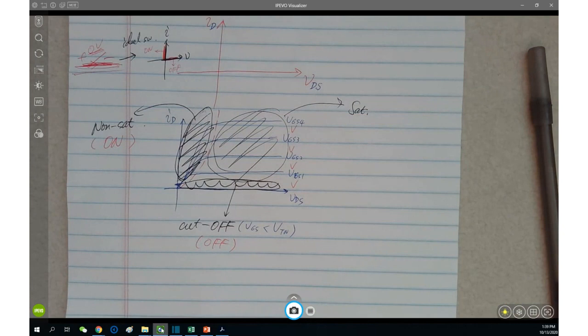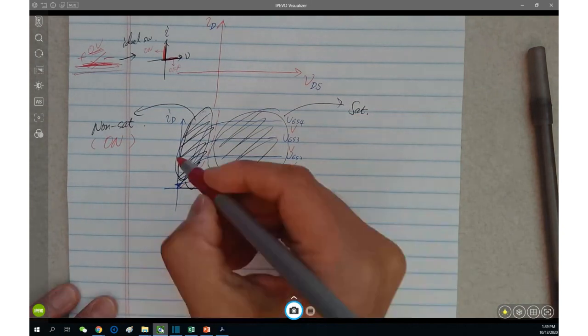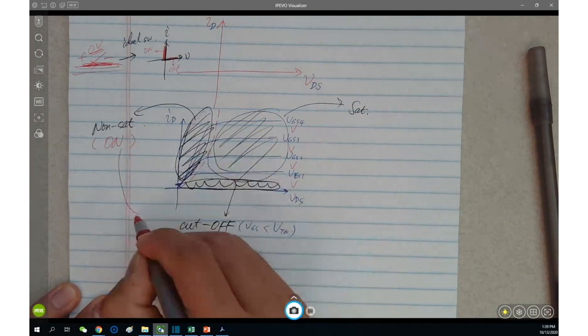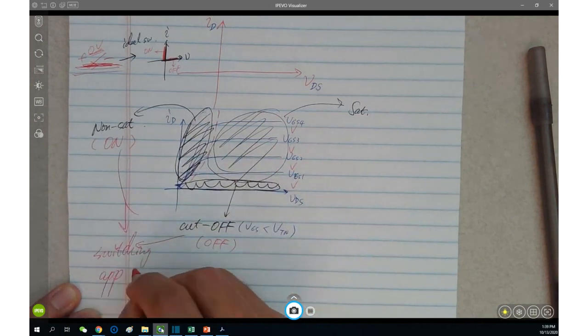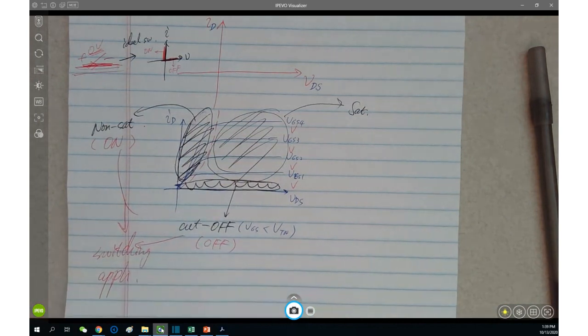Perfect sense. So what's the conclusion? These two regions are for what? Switching application. Remember, right? The first slide. Two different applications for a transistor, right? One is switching. Second is what? Anyone remember? Amplification. Good. Very good. Josh is engaging very well. So switching and amplification, okay.